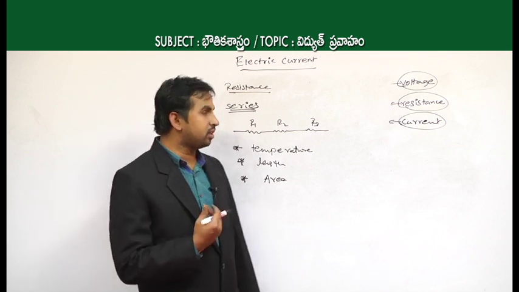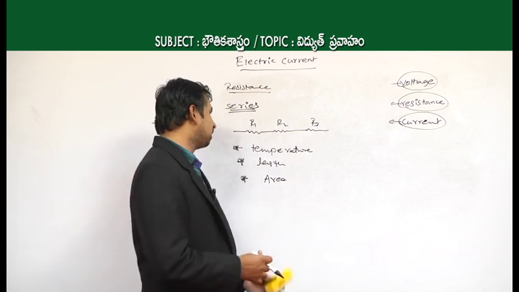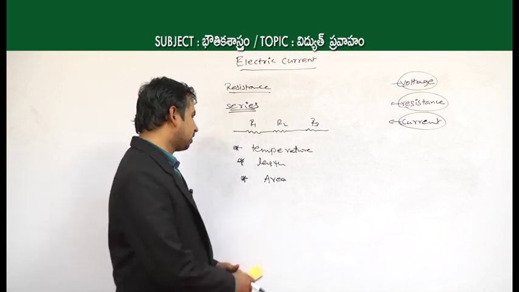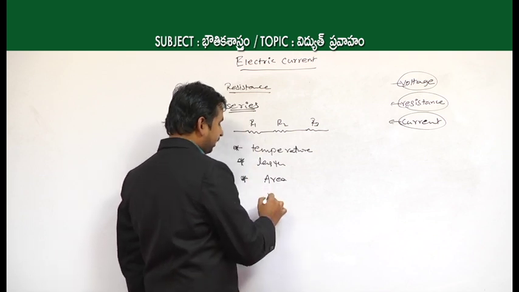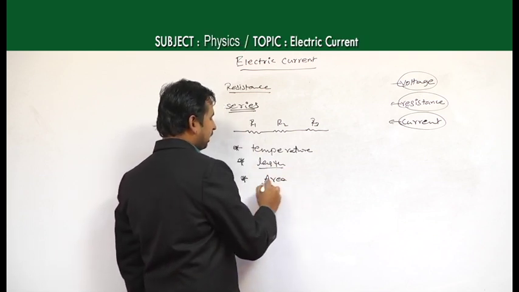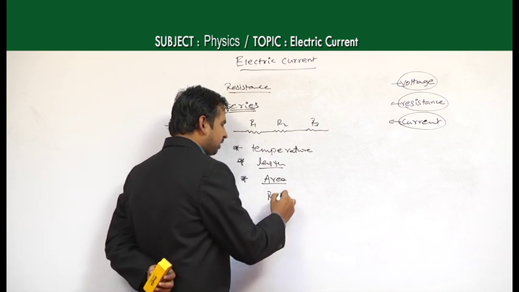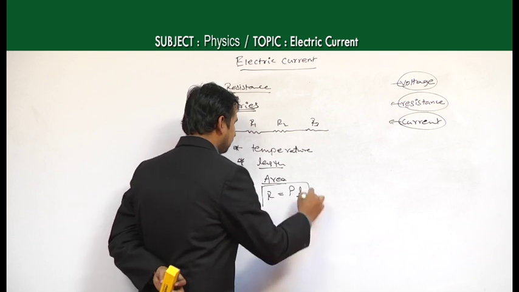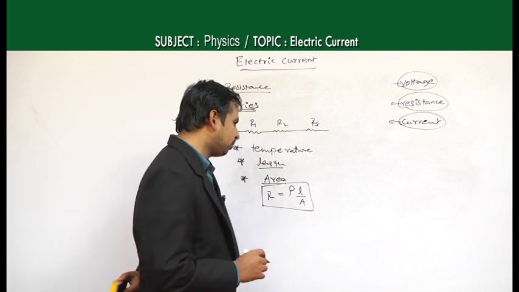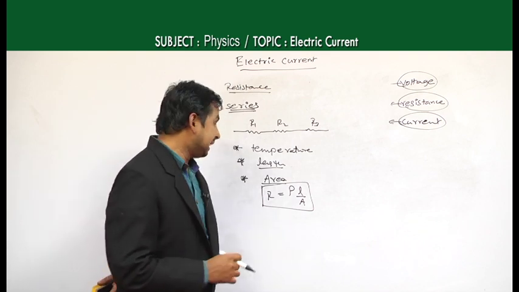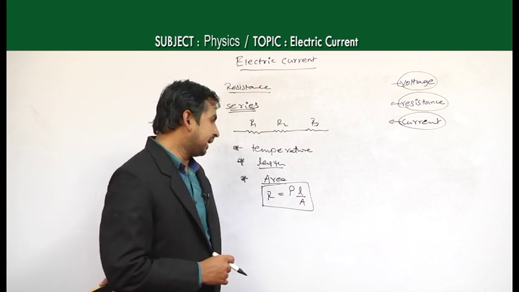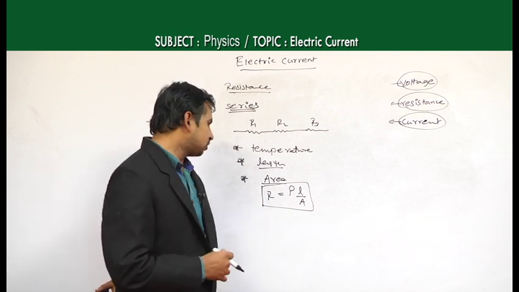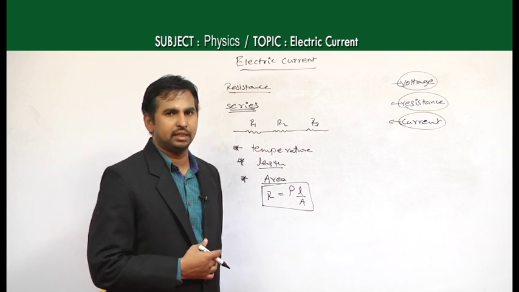Like that, the resistance depends on the temperature, the length, and the area, and we get a formula from that. Using that formula, R is directly proportional to the temperature, the length, and the area. If you remember, R is equal to rho L by A, where rho is called the resistivity, L is called the length, and A is called the area of cross section, or the thickness. So, R is equal to rho L by A.